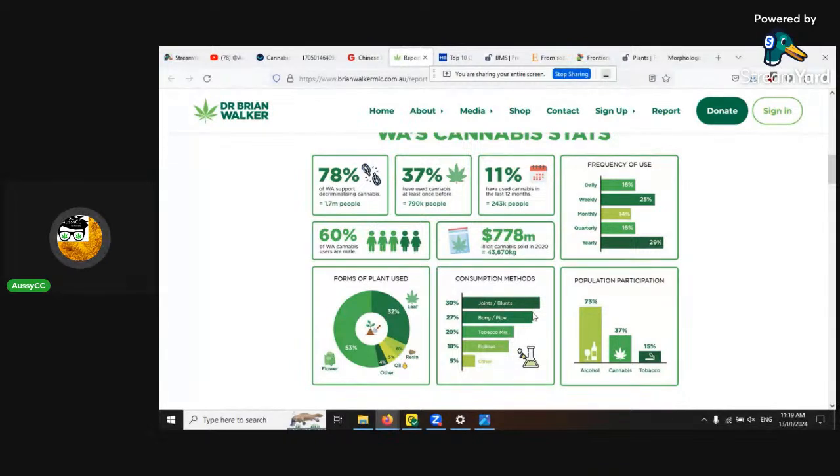Consumption methods. Oh, yeah. 30% like joints or blunts, 27% like to bong or pipe it, 20% have a tobacco mix. They put some spin in it. That's because it's so bloody expensive and hard to get. So to make it go a little bit longer, you put a little bit of spin into it. So if they made it more law-abiding, this number would definitely drop. And 18% use edibles, 5% other. Where all forms of the plant are used, it just shows a pie graph of the various numbers.